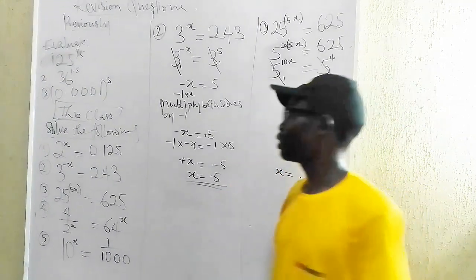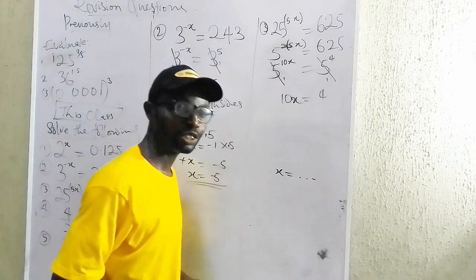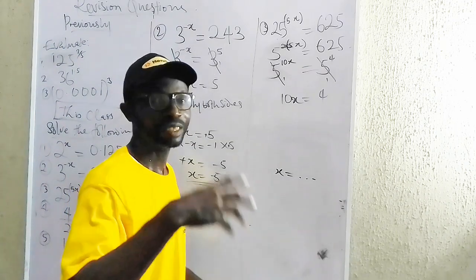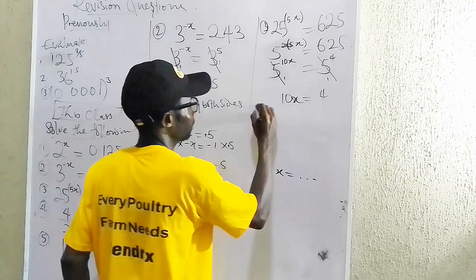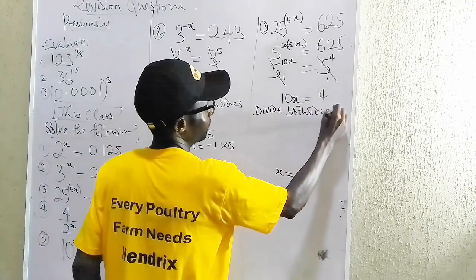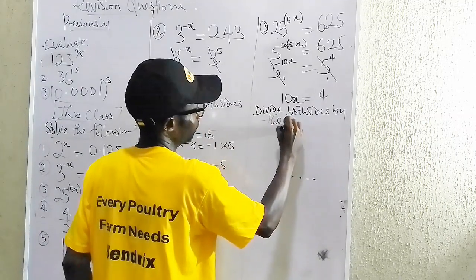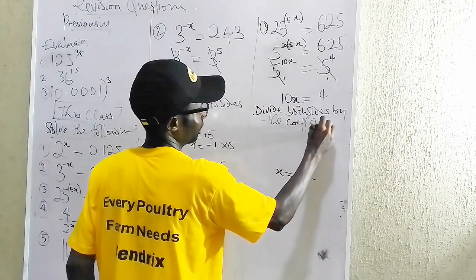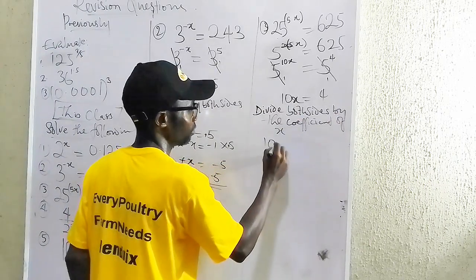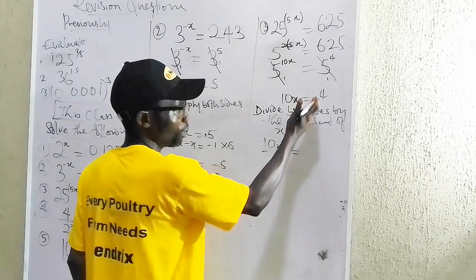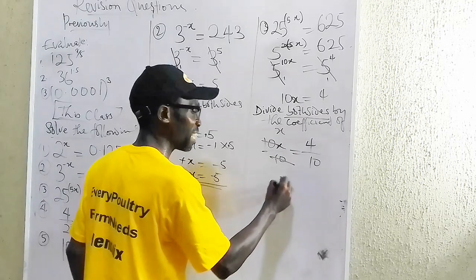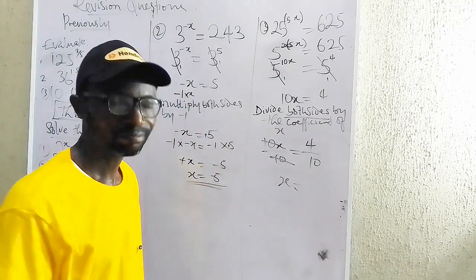So that's what we're going to do. We'll divide both sides by the coefficient of x. Coefficient means the number in front of the variable. So we divide both sides by the coefficient of x. Now the coefficient of x is 2. So we have 2x all over 2, remember both sides, 4 over 2. So 2 will cancel 2 and x is left alone.